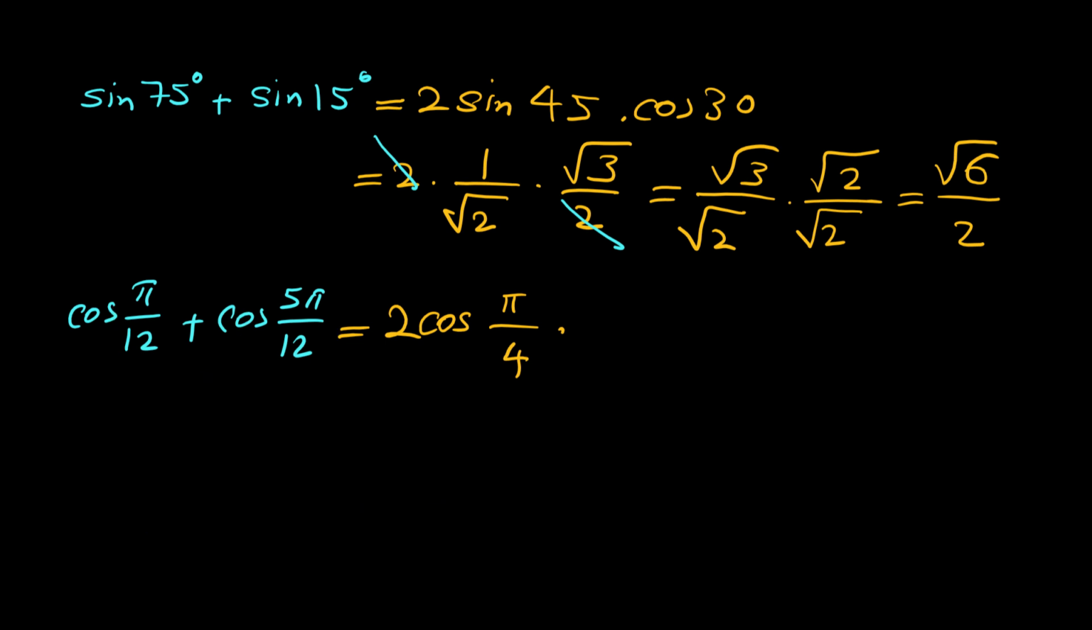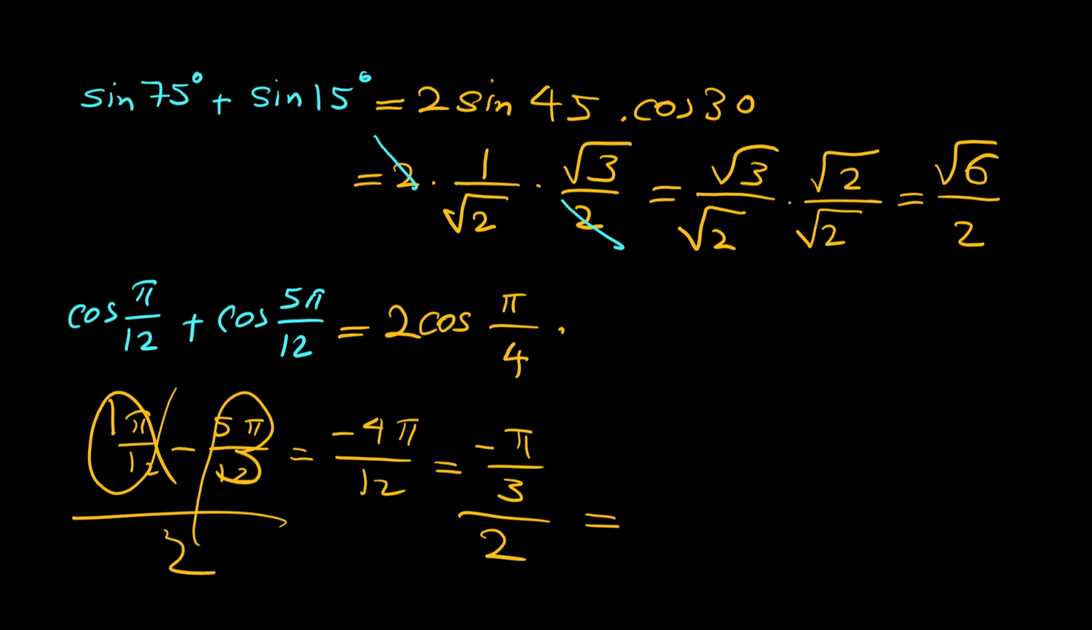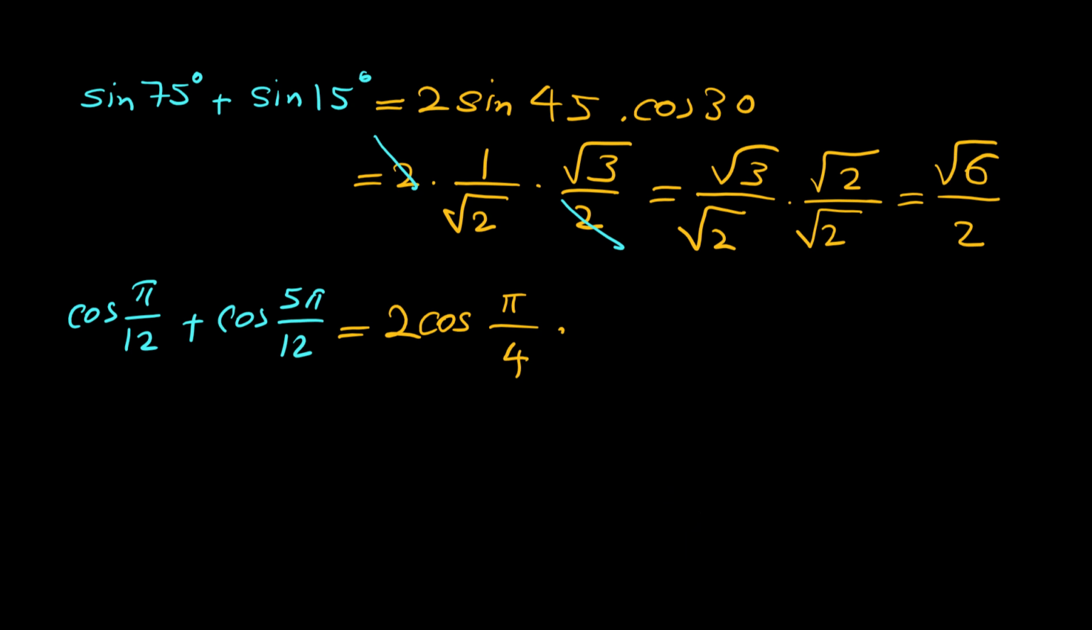cosine of the difference. Pi over 12 minus 5 pi over 12 would be negative 4 pi over 12, which is negative pi over 3. But attention, this is your alpha, this is your beta, but you have to find alpha minus beta over 2. So you have to divide this by 2. Minus pi over 3 divided by 2 would be minus pi over 6. So we have cosine of minus pi over 6.